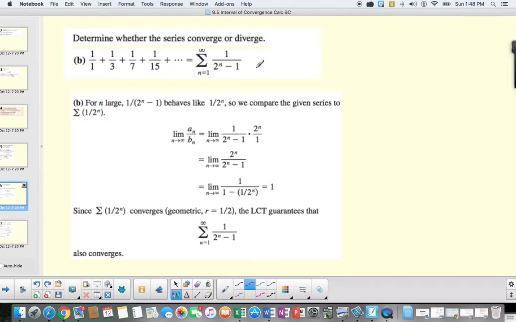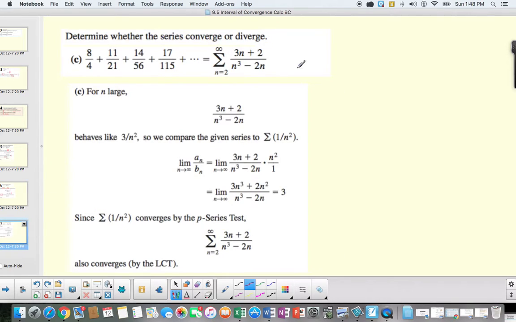Let's take a look at another one right over here. Again, the hardest part is to see what you compare it with, and usually an easier version of it would be nice. So we take the limit of the nth terms of each, and then we end up getting a limit. That tells us they're behaving in the same way. So what is this? Well, this is a geometric series, and its ratio is 1/2, so we know it's converging. Therefore, the one that we are investigating also converges.